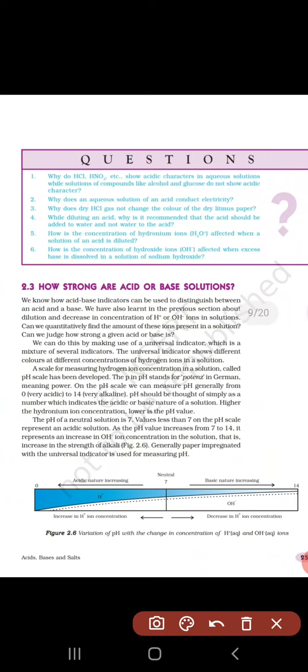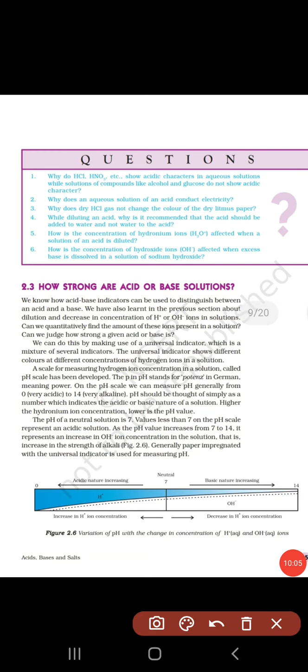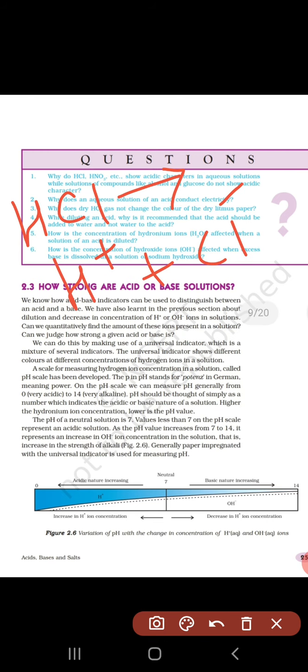Now the next topic is how strong are acid and base solutions. Let me clear this first. If any acid, for example HCl, dissociates, we will get H plus and Cl minus. Here the maximum amount of H plus is present, that means it is a strong acid.